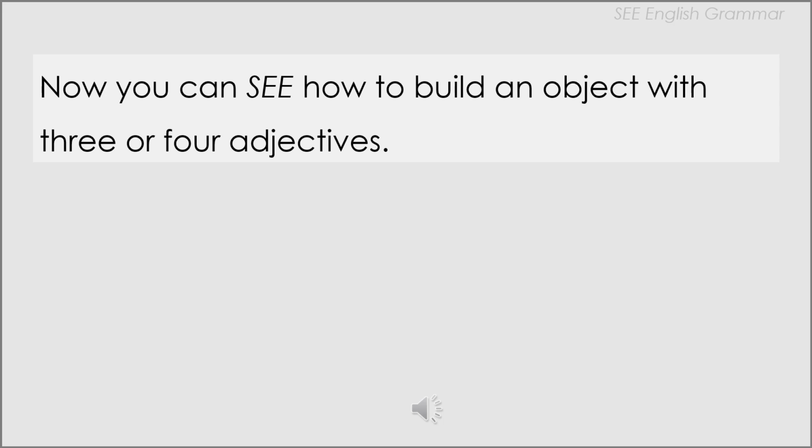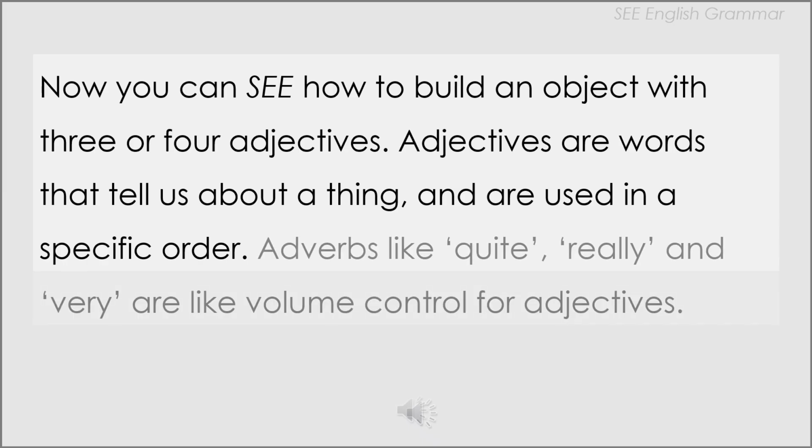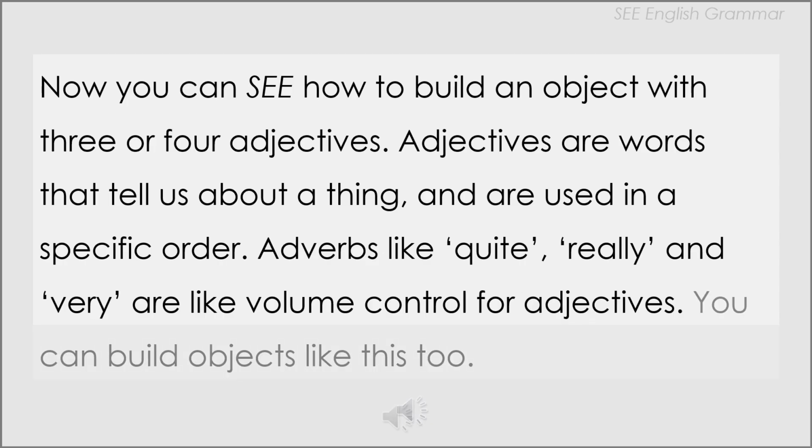Now you can see how to build an object with 3 or 4 adjectives. Adjectives are words that tell us about a thing and are used in a specific order. Adverbs like quite, really, and very are like volume control for adjectives. You can build objects like this too.